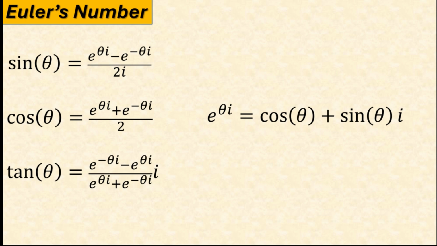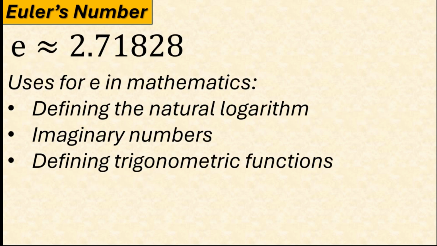Another equation that comes from this is Euler's formula, which is that e to the theta i power is equal to the cosine of theta plus the sine of theta times i. This formula is used extensively in mathematics to evaluate problems involving exponents and imaginary numbers. There are so many uses for e in mathematics, and I've already gone over some of them, but I'll go over one more before I end this video.